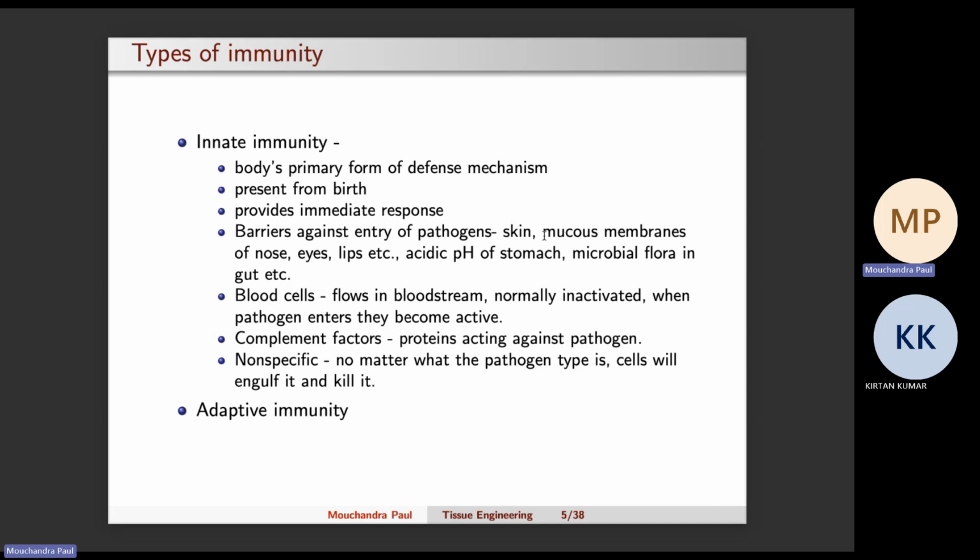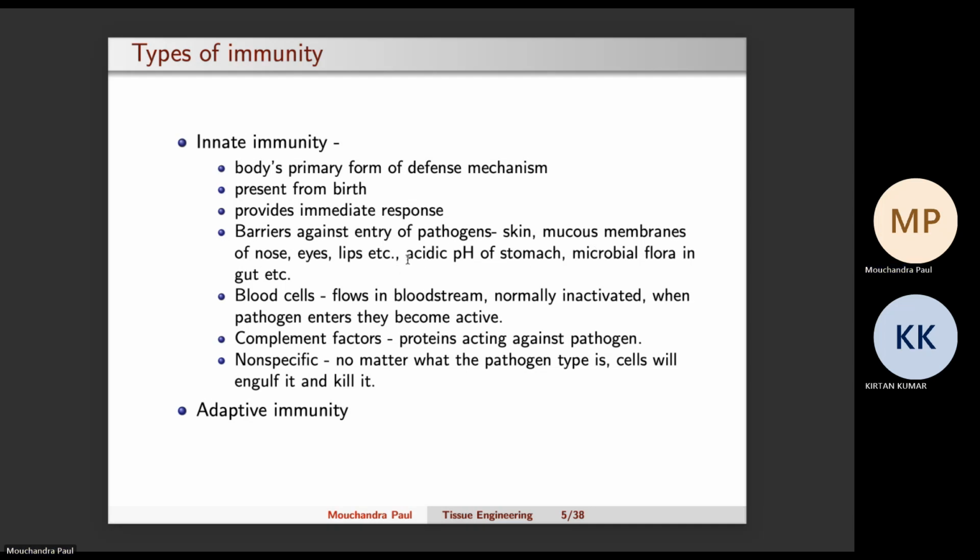Then there are mucosal membranes, like in various canals in our body, like the nose, the gastrointestinal tract, eyes, lips. So in our mouth as well. The mucosal membranes produce mucus, and this mucus can trap not only pathogens but also dirt, etc. So hairs are also there along with mucus. They function as the barrier.